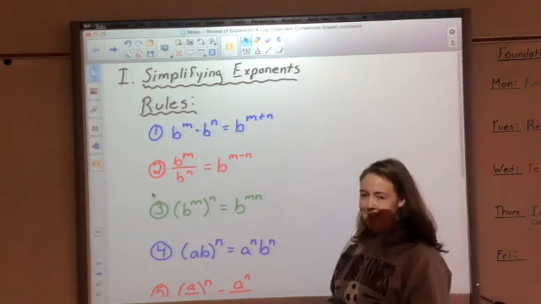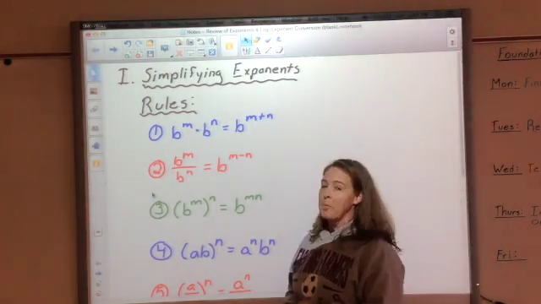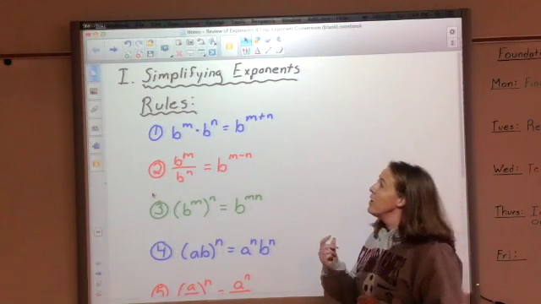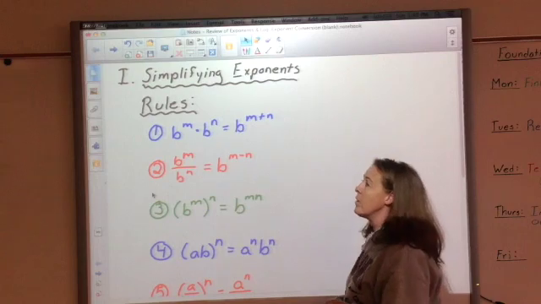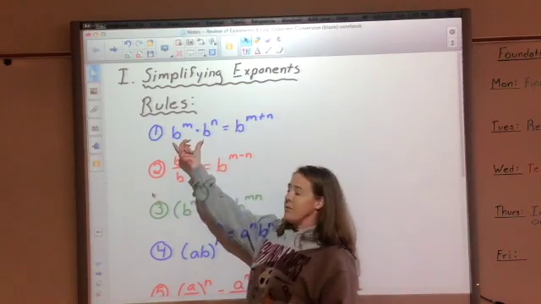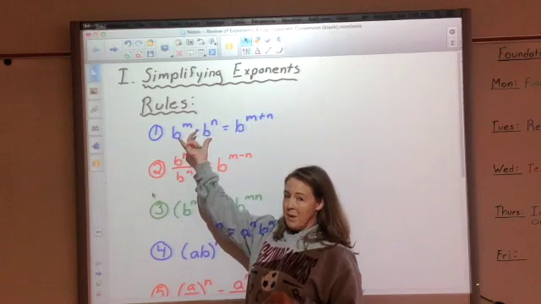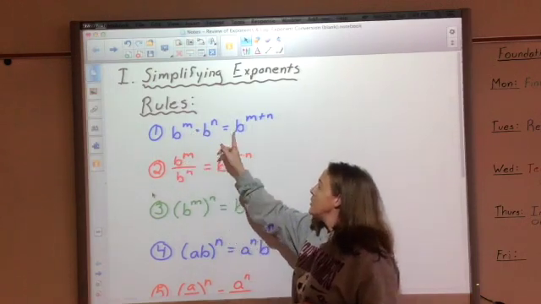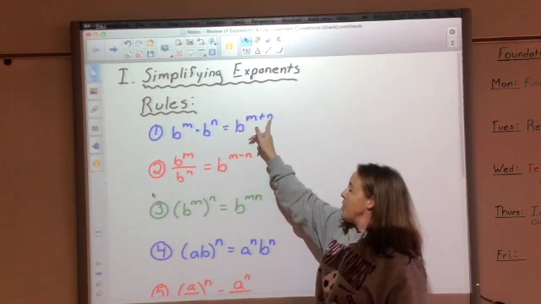So today we're going to talk about simplifying exponents and log exponent conversion. So we have our 7 rules for simplifying exponents. Our first rule is b to the m times b to the n when your bases are the same, and this is important. The bases must be the same in order for this rule to work. When your bases are the same, you simply keep the base the same and add your exponents.